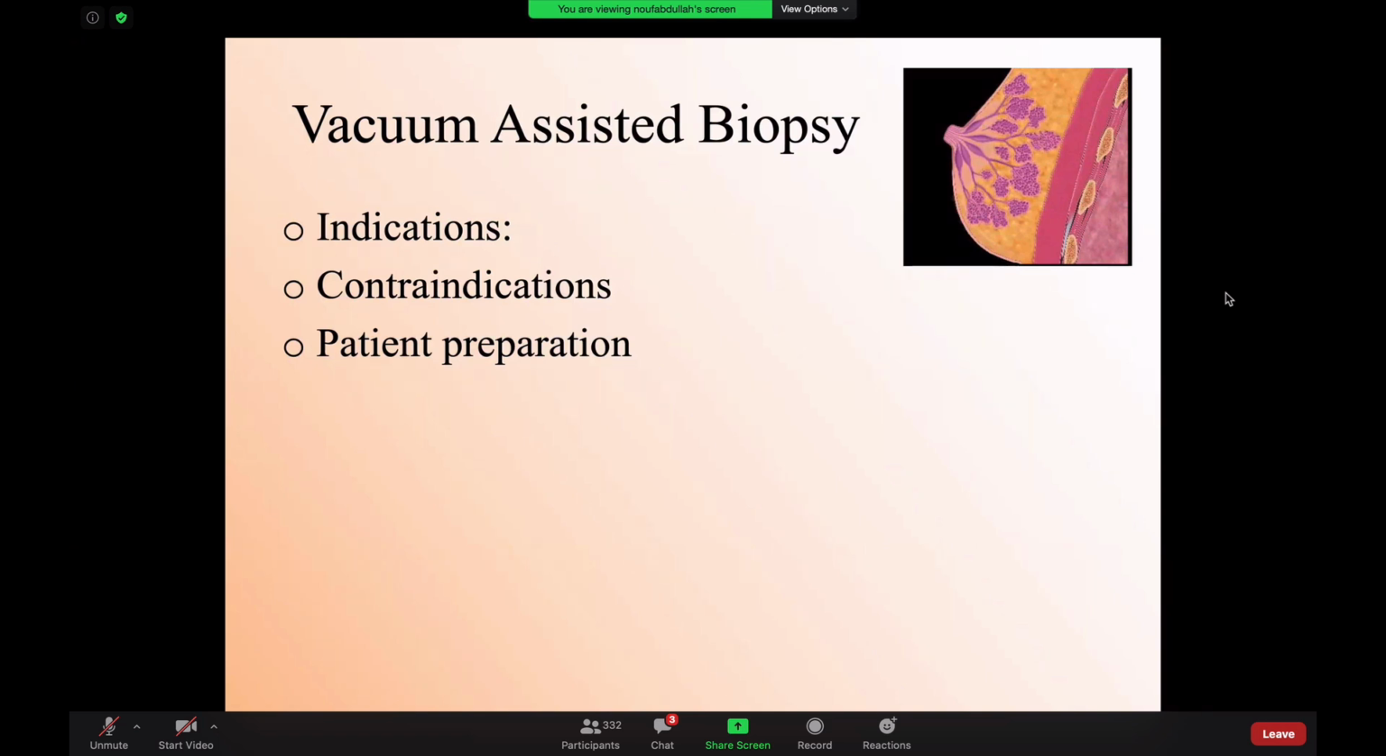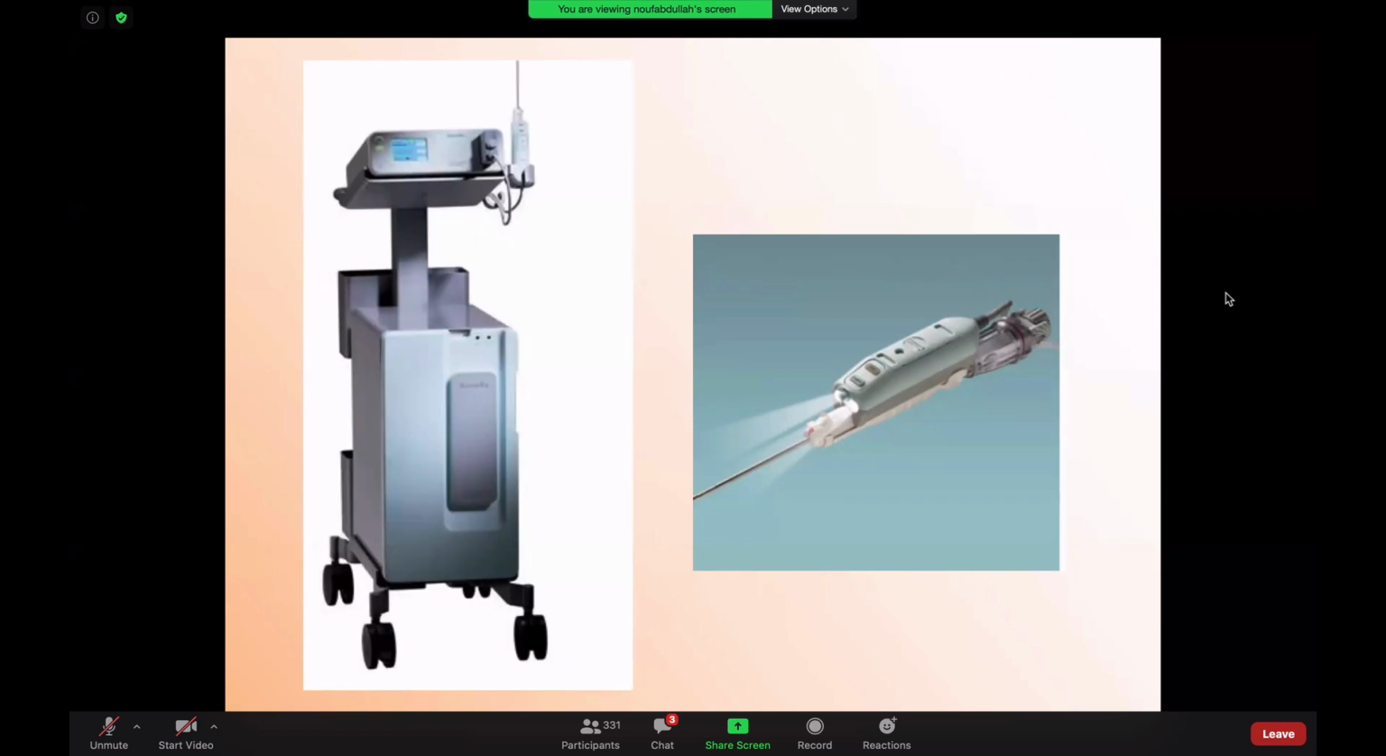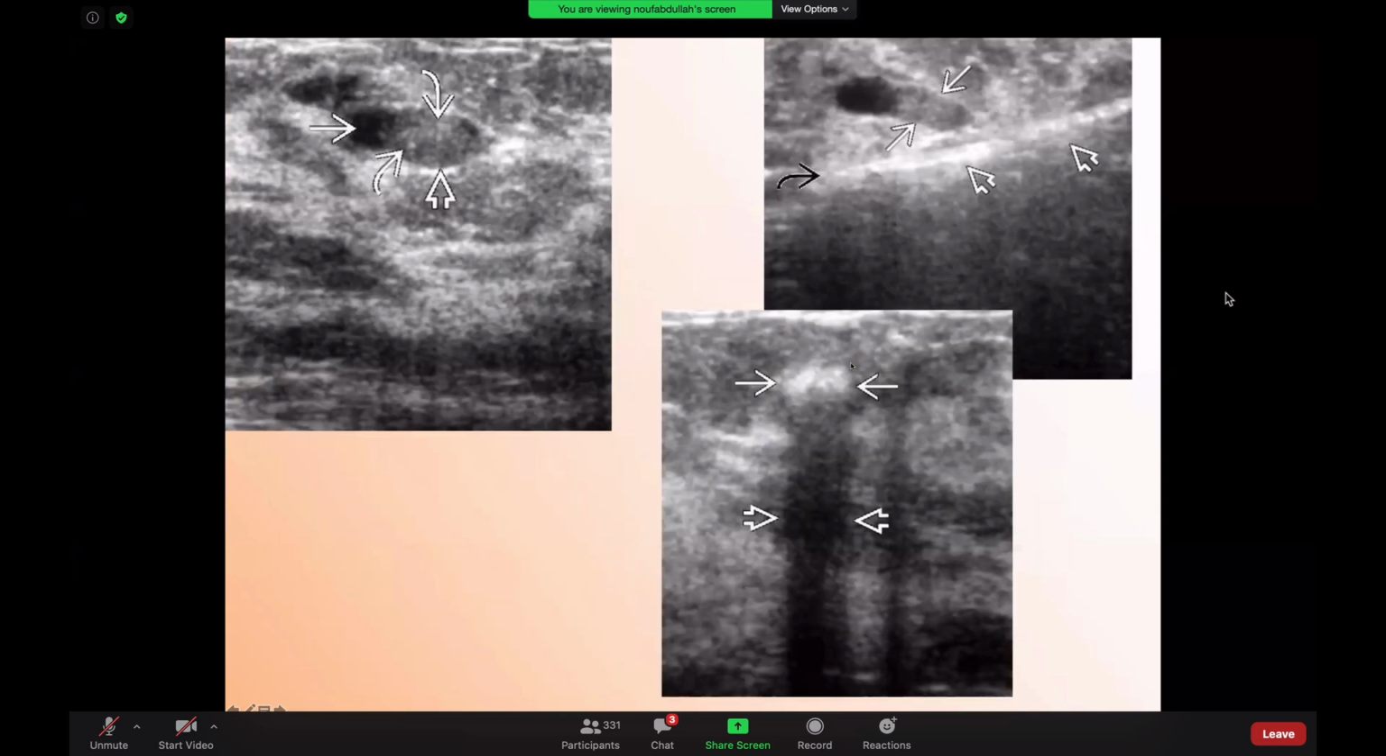What is the patient preparation? Very similar to any other biopsy. You would ask the patient to have usually a coagulation profile. We'll be sure that she's not on anticoagulation, and she's not using aspirin. She should be informed about the procedure very well, and then you will do the biopsy. This is just an example of a vacuum-assisted biopsy in case that comes up in the OSCE.